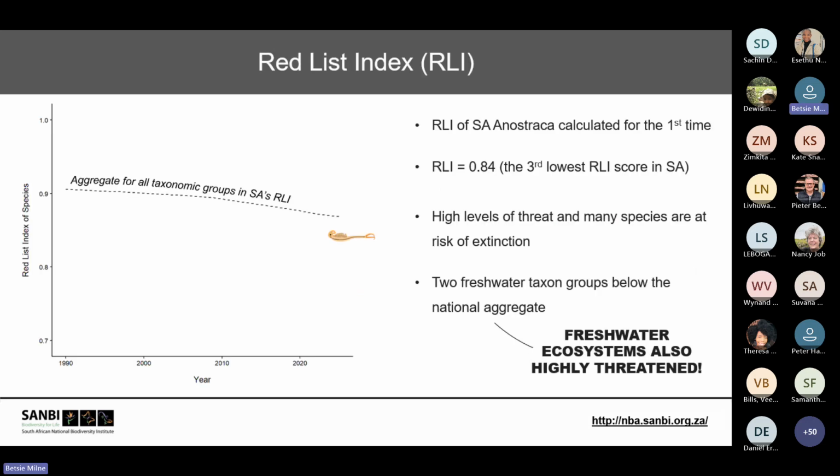If we look at the Red List Index, obviously this was the first time the Red List Index for Anostraca was calculated, so there's no specific trend. But if you look at the aggregate for all taxonomic groups in South Africa, the Anostraca falls well below that line. Another freshwater taxon group, the fish, also falls below that line, which translates to having high levels of threat, and many of them are actually at risk of extinction. And this correlates quite well with the fact that the other freshwater ecosystems are also highly threatened.